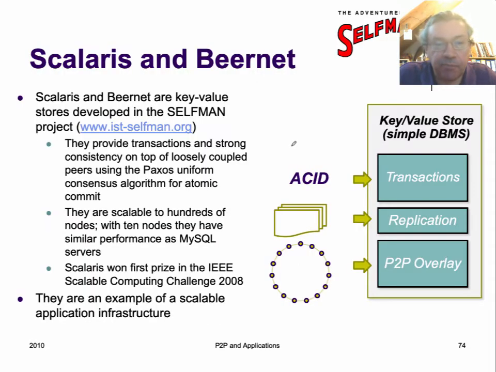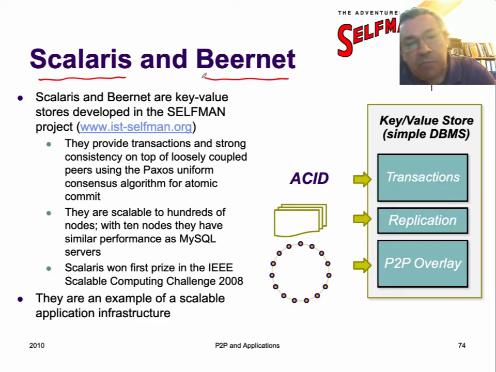So we have a number of basic services added there that you can use to build applications. We built two key value stores, one of them called Scalaris and the other one called BeerNet, in the project Selfman. Both of them provide transactions on top of the DHT, strong consistency on top of this DHT using Paxos consensus. They are scalable to hundreds of nodes. We've tested 200 nodes. And in fact, Scalaris won first prize in the IEEE Scalable Computing Challenge in 2008. So this is an example of a scalable application infrastructure.